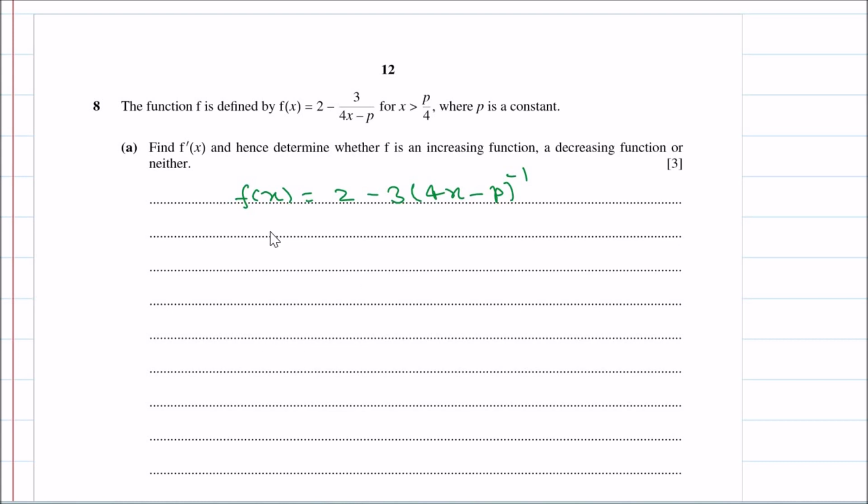Now we have to find f dash x. That means we need to differentiate. So f dash x is equal to, if you differentiate the constant, it becomes 0, so no need to write. Minus 3 as it is. Then minus 1 comes here. Bracket part as it is, 4x minus p. And we subtract 1 from the power, so it becomes minus 2.